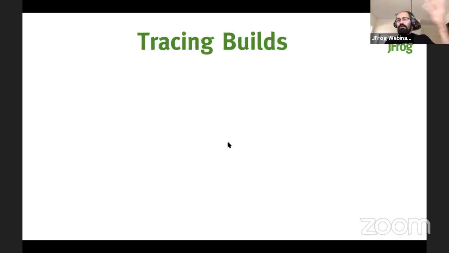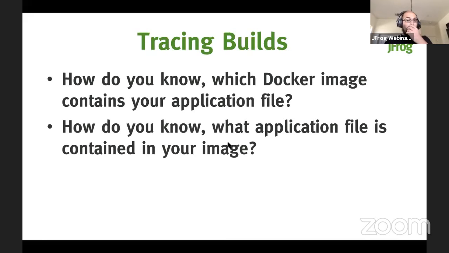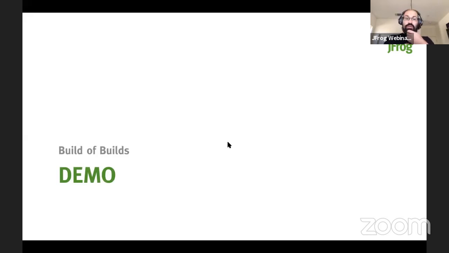In our example today, we're going to see this metadata in action by the example of tracing builds. So here is an example of the question that we are going to answer today. How do you know which Docker image contains your application file? Or how do you know what application file is contained in your image? So we're going to look at an image today and discover how you go from a Docker image to an application file which is inside this image, and all that, of course, based on the information that we have from Jenkins. And now, with that, let's go to a demo.